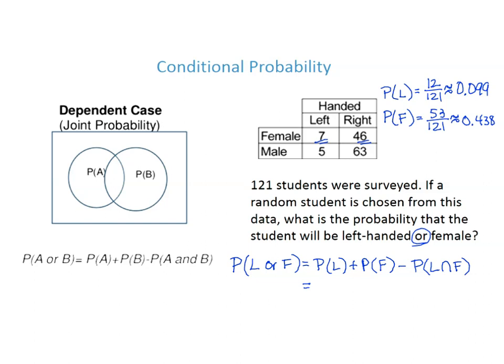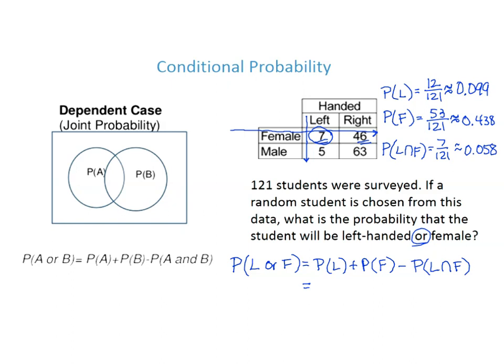Let me make sure this reflects that. And then the probability of the intersection is where that row and that column will cross. So here is my female row. Here is my left-handed column, and they cross right here at the number 7. So that would be 7 out of 121. And that decimal, rounded to the thousandths place, is 0.058.